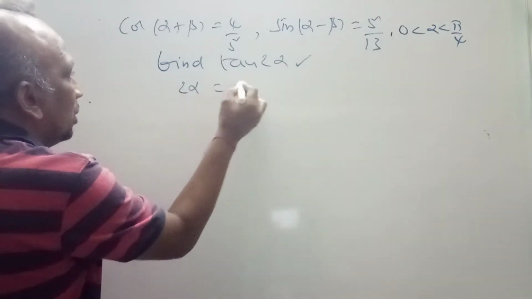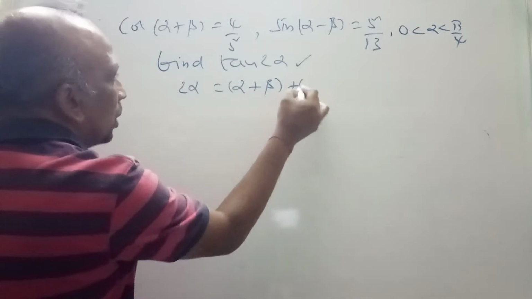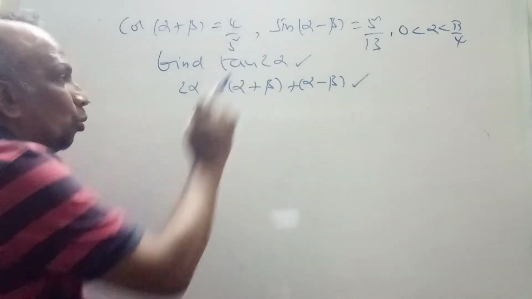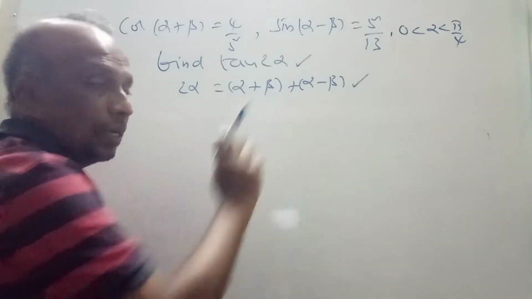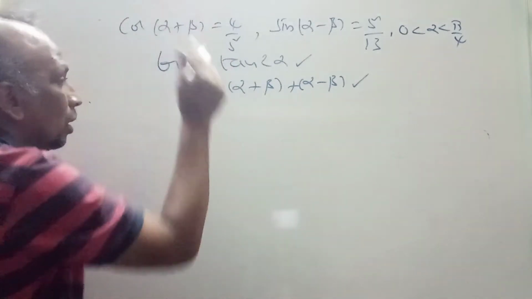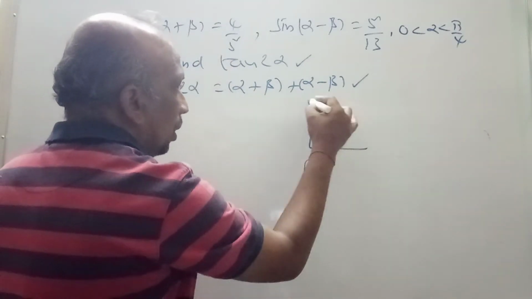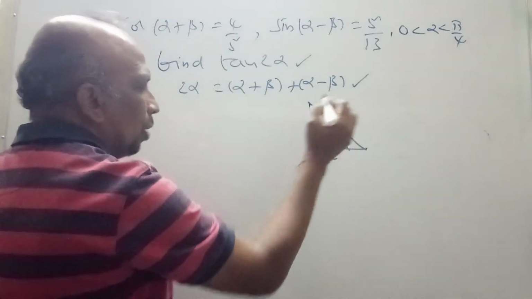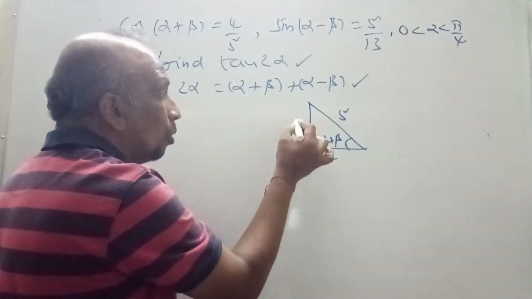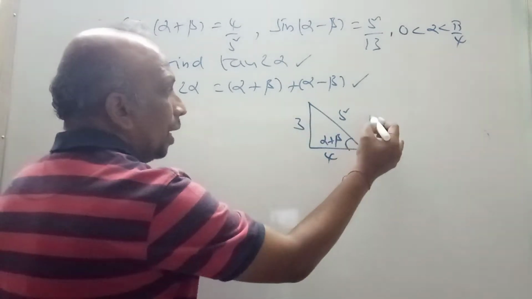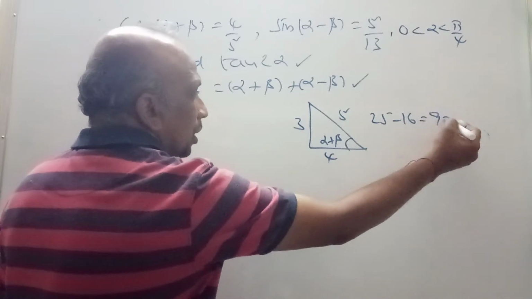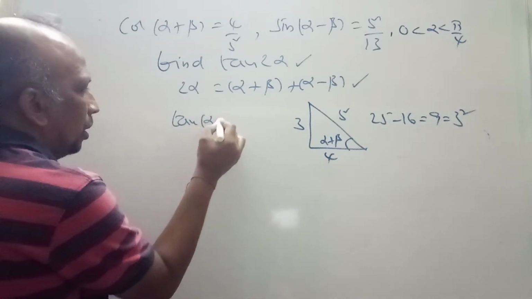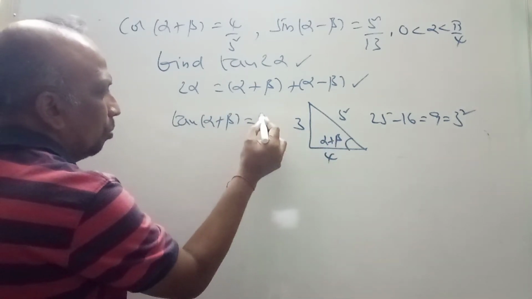Generally 2 alpha, I can think here, is alpha plus beta plus alpha minus beta. It can be written like this. So I want tan 2 alpha, so I want tan of alpha plus beta and tan of alpha minus beta. But I know here the given cos of alpha plus beta. If I take this as alpha plus beta, cos value given is 4, hypotenuse is 5. Then the other side will be 3, because 25 minus 16 is 9, which is 3 square. From this I can write tan of alpha plus beta will become 3 by 4.